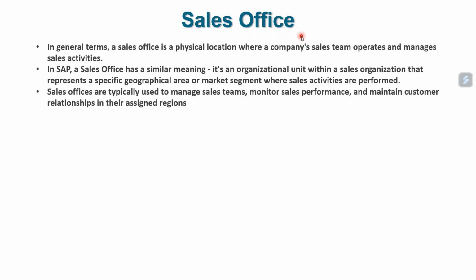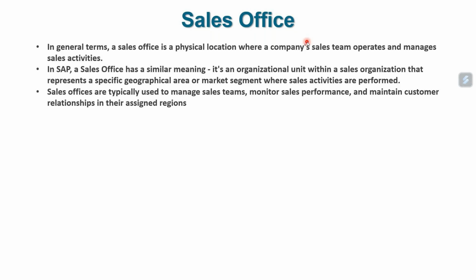Because as a sales head, I need to know how is my Mumbai office doing? How is my Delhi office doing? How is my Chennai office doing? Bangalore office doing? Calcutta office doing? Pune office doing? Ahmedabad office doing? I need to know their sales activities. I need to know their sales numbers. If I don't have a placeholder in the system, I'll never be able to know their sale numbers. Okay. So for me to be able to know that, I need a placeholder. That placeholder in SAP is called a sales office.